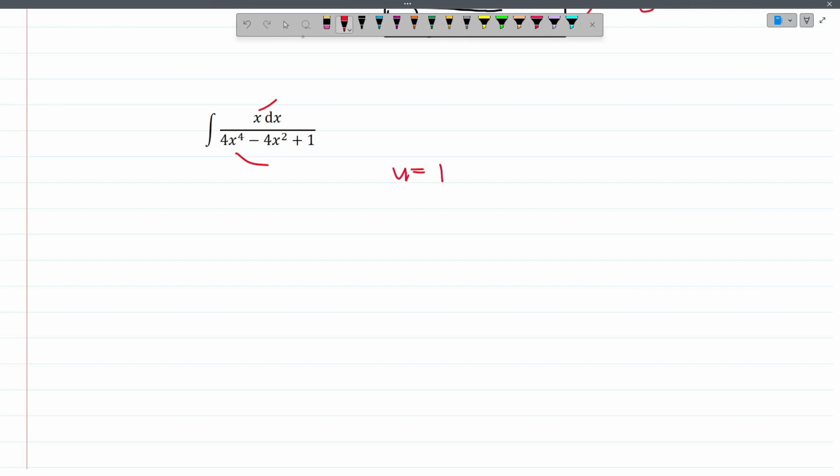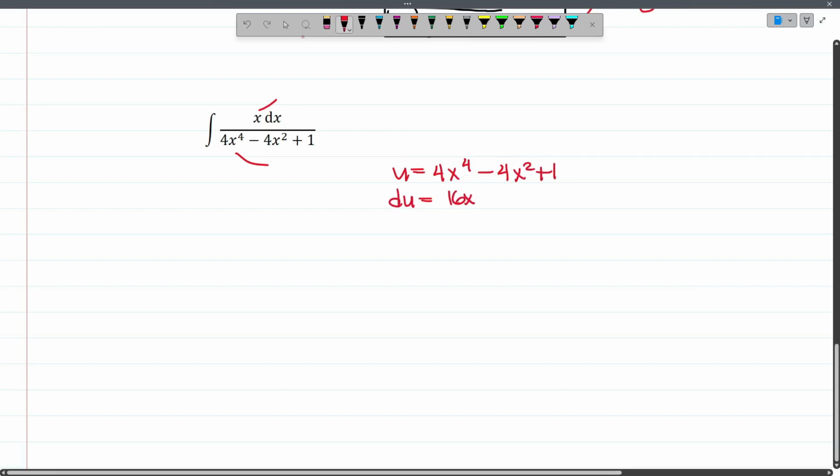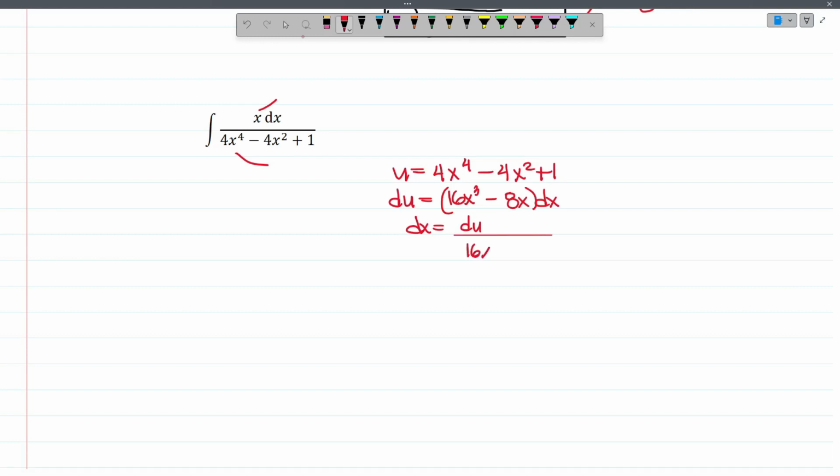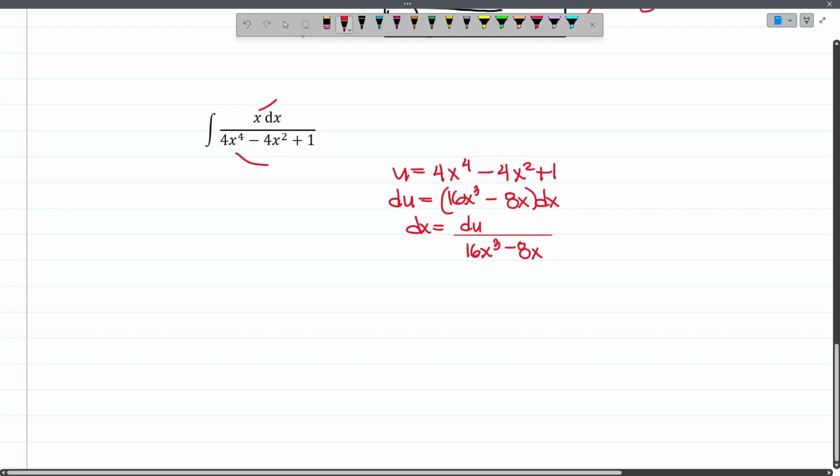our u is 4x to the 4th minus 4x squared plus 1, our du will be 16x cubed minus 8x, and then we have dx, and so our dx will become du divided by 16x cubed minus 8x. And so if we substitute this into our dx, notice that we cannot eliminate the variable x because it will look like this.